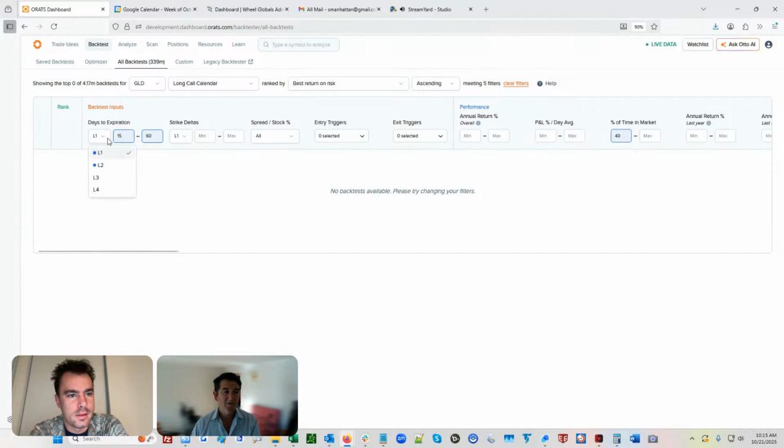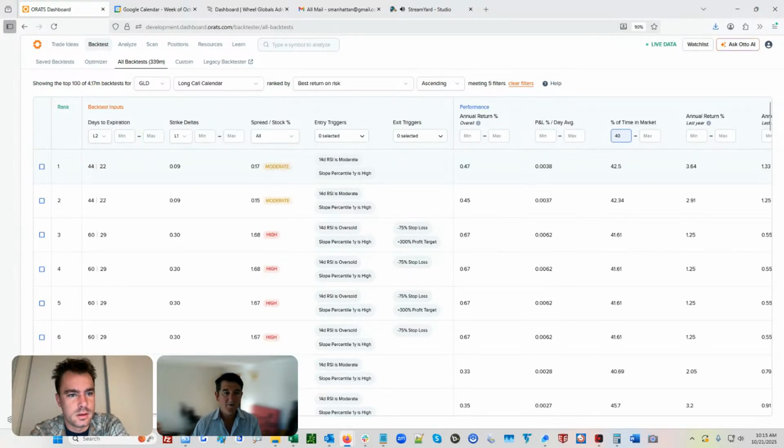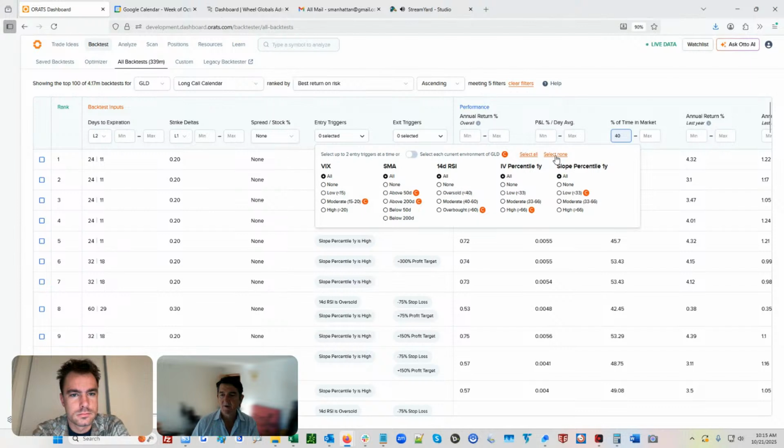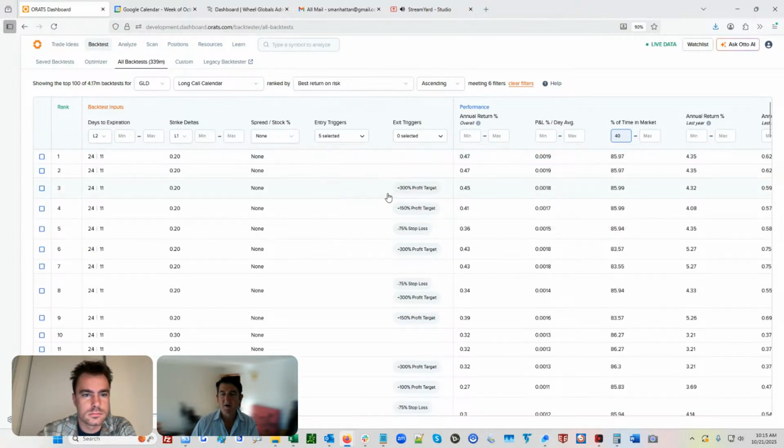Maybe this is too tight. Maybe that's just not working well. What if you don't set anything for like leg 2? Yeah, so here it is right here, 60 to 90. So then we could take out the spread, the stock, and take out the entry indicators to just get the raw tests that we're looking for here.